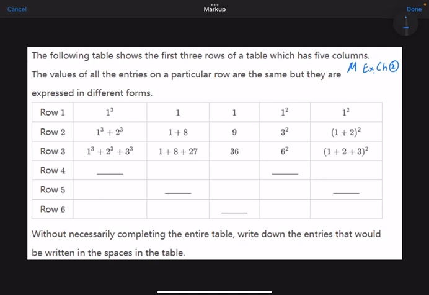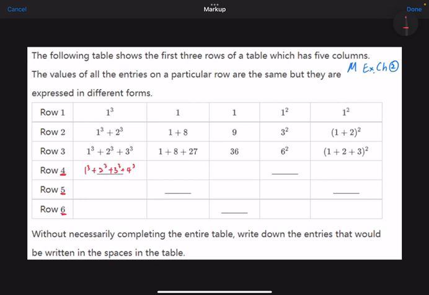So let's summarize the pattern for each column. So for the first column, we want cubic sum. Meaning we take the cube of 1, 2, 3 of consecutive numbers all the way to the row number. So for the fourth row, we will do 1 cubed plus 2 cubed plus 3 cubed plus 4 cubed. We stop here because it's row number 4, so we want 4 terms.